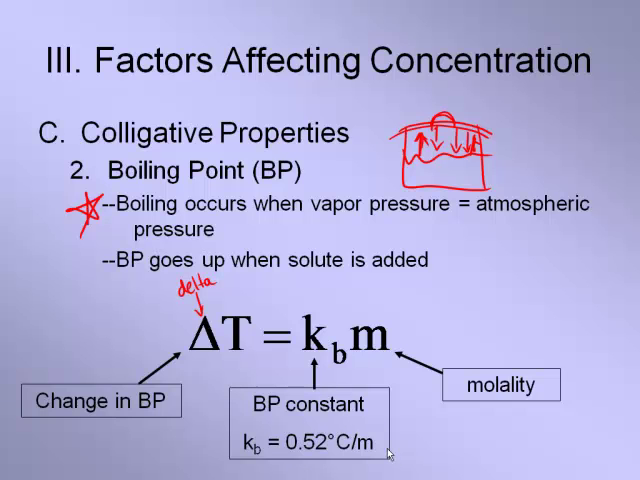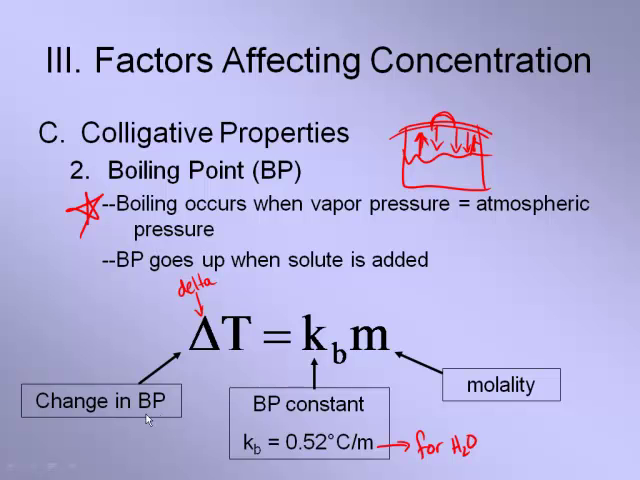So, now, what's this number here? This 0.52 is the boiling point constant for water. Remember, this is in terms of the solvent, so since I'm always going to give you water as your solvent, I'm going to give you this K_b. You do not need to memorize this. It will appear on the equation sheet, and you just plug in your numbers.